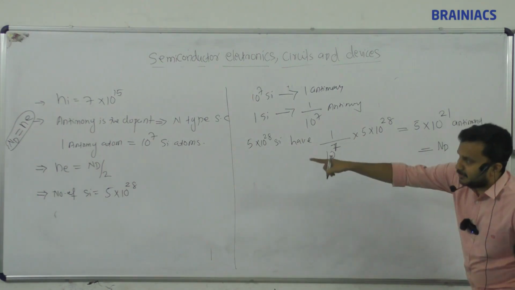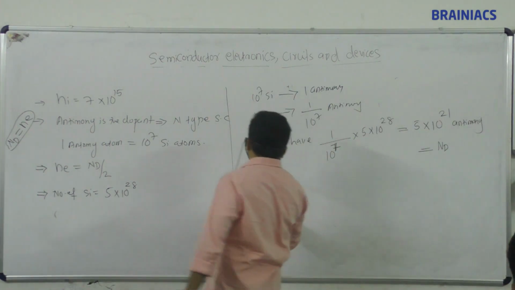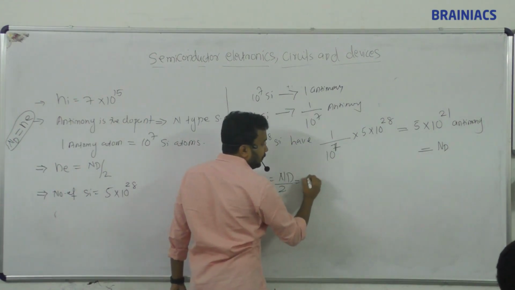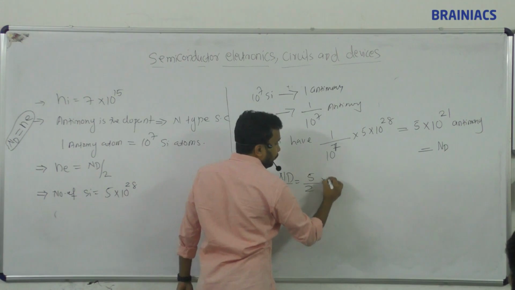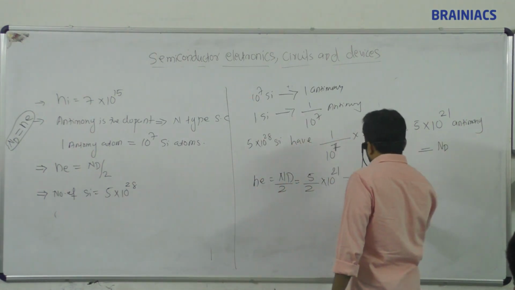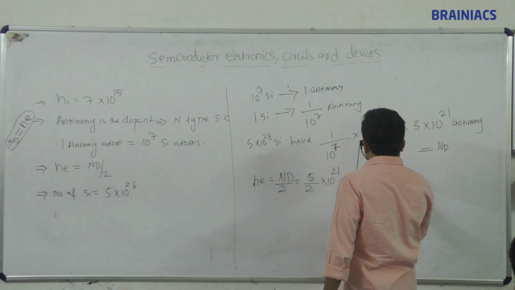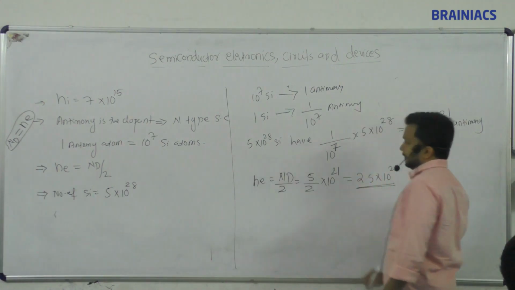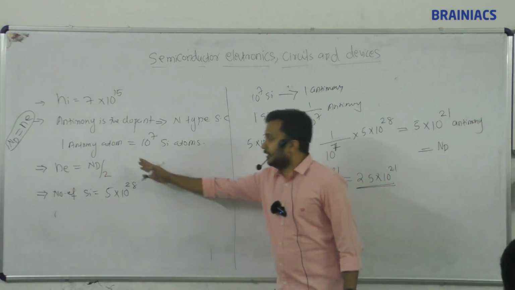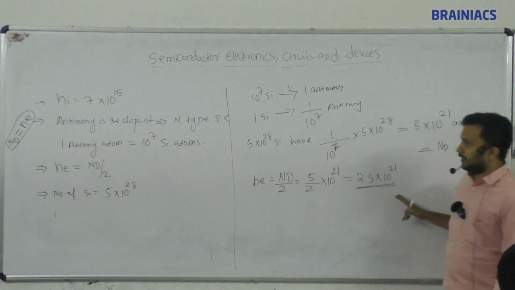NE is given by the second hint. Correct. NE is equal to ND divided by 2. So 5 by 2 into 10 power 21. 5 by 2 means how much? 2.5 into 10 power 21. So NE I got. Slightly different: earlier we have taken NE equal to ND, but now it is given as half, so we got NE.